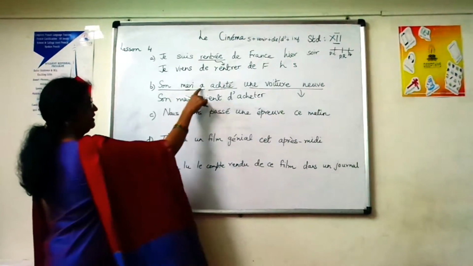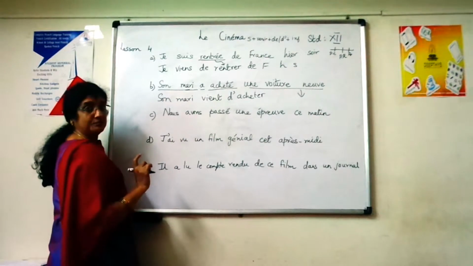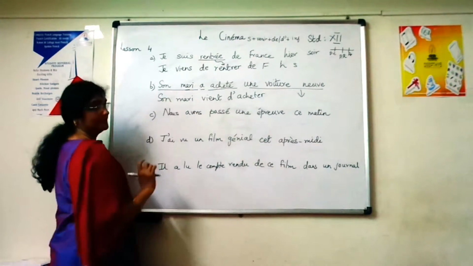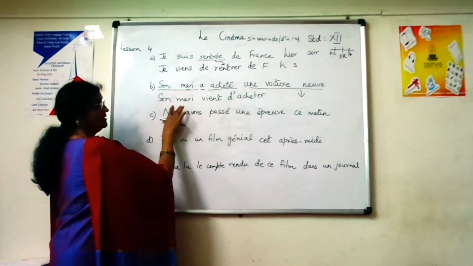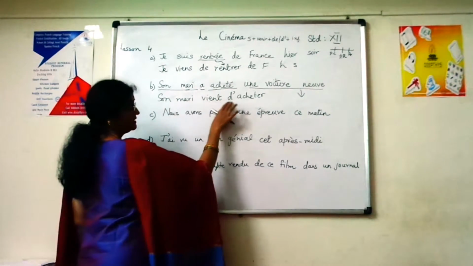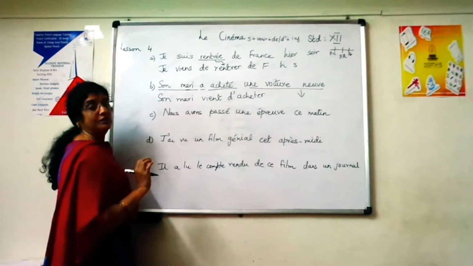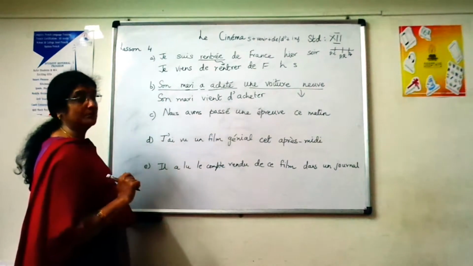So, son mari a acheté is in passé composé. How do I know? Subject plus auxiliary verb plus past participle. And this is subject plus venir plus de or d apostrophe plus the infinitive of the verb. Infinitive is the unconjugated verb.